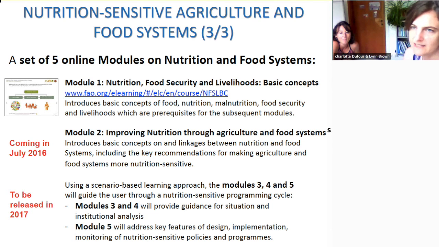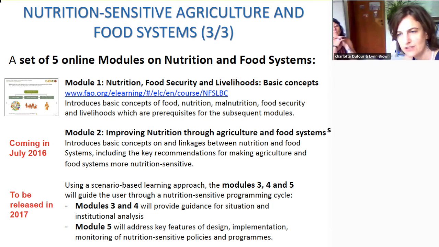We have one on the basic concepts of nutrition and livelihoods already online. We're now working on one that is really looking at food systems and nutrition, how to make them nutrition sensitive. And then we'll work on more detailed guidance on situation analysis and project and program design.